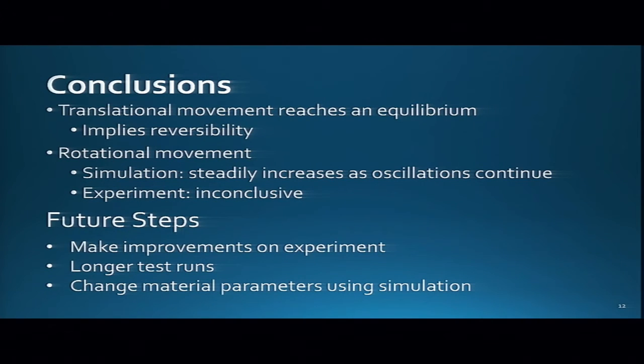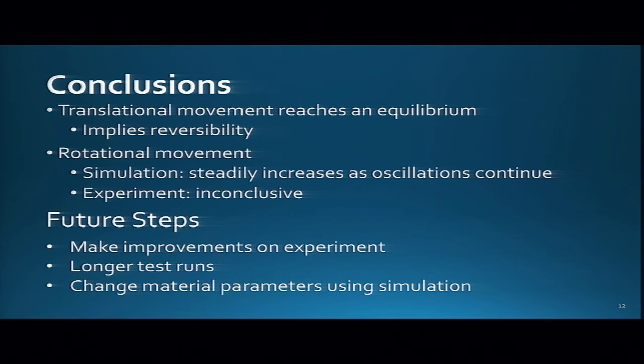So the conclusions are that the translational movement reaches an equilibrium. This is what I was talking about with the reversibility. So the system with the forcing stays pretty much the same. And with rotational movement, in the simulation, you can see that there's a steady increase. And once again, this is something interesting that we're finding out. And the experiment, as of right now, is somewhat inconclusive, just because we looked at a very small sample size for the oscillation number, and it's kind of noisy.